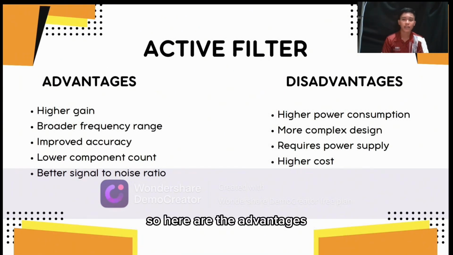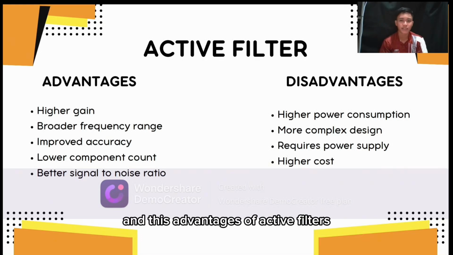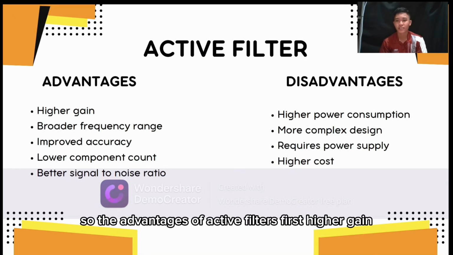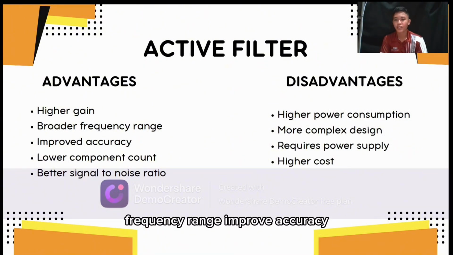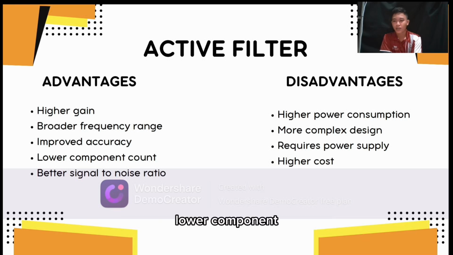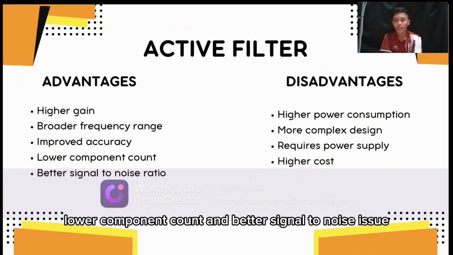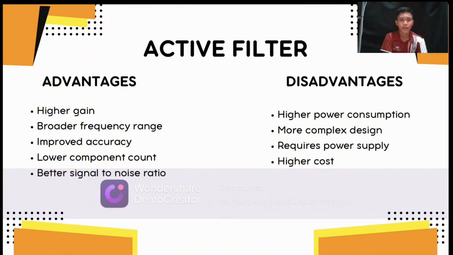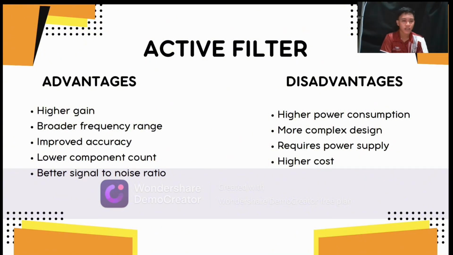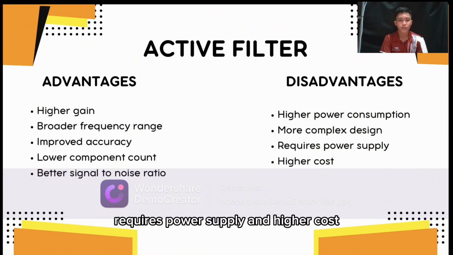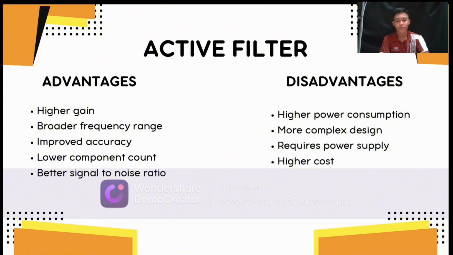So here are the advantages and disadvantages of active filters. The advantages of active filters: first, higher gain, broader frequency range, improved accuracy, lower component count, and better signal to noise ratio. The disadvantages of active filters: higher power consumption, more complex design, requires power supply, and higher cost.